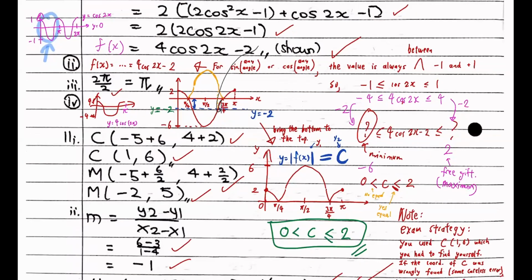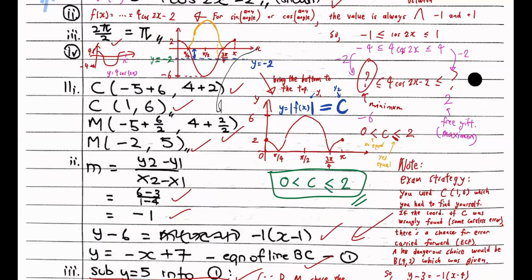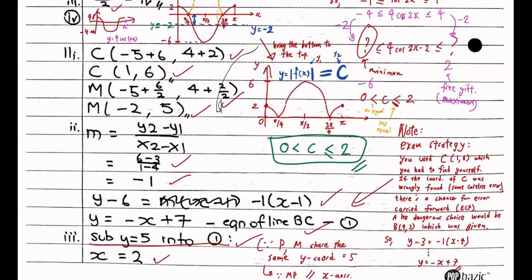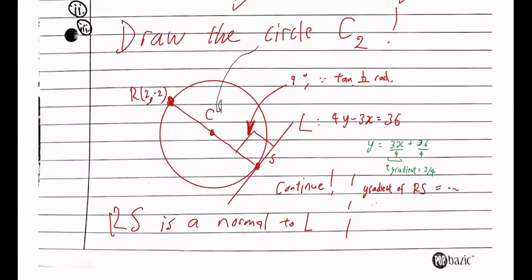Yeah. Okay, very good. Let's move on. Okay, good. Draw the circle C2. This one, you must draw the circle, then you understand.